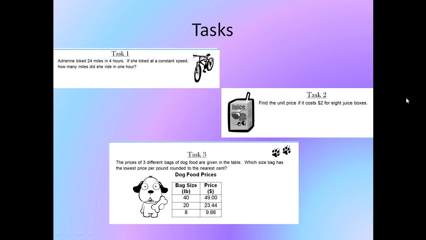After task 1, they move on to task 2, which is finding the unit price. For the 8 juice boxes, it costs $2, and so they want to find out how much for 1 juice box. And then task 3 gives it a little bit more difficulty, and it shows the prices of 3 different bags of dog food in the given table. Which size bag has the lowest price per pound rounded to the nearest cent? So this allows students not only to find one price per bag, but 3 different, and then compare to find which one has the lowest cost.